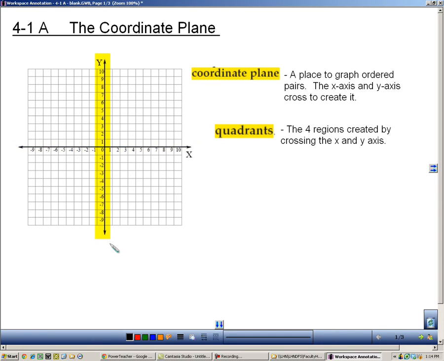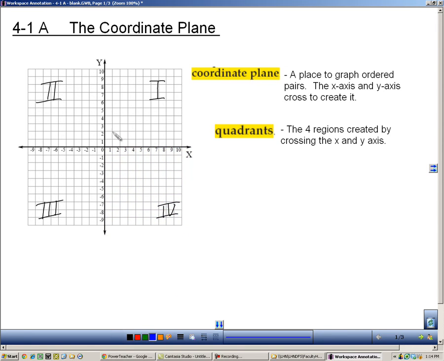Now those two axes cross to create something called quadrants. Quadrants are the four regions created by crossing the x and y axis. Now those quadrants have names. They're actually numbered using Roman numerals. This quadrant is quadrant 1. Anything that's positive in the x and positive on the y is in quadrant 1. This quadrant on the upper left is quadrant 2. This is quadrant 3, and this is quadrant 4. And that's how we write those. We use Roman numerals to describe them.